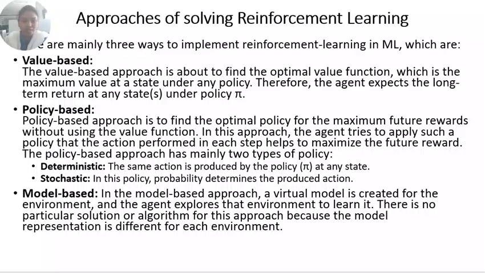So next one is the policy. As we already discussed, policy is nothing but the approach or the strategy we are following in the environment to get the reward. So the policy based approach is to find the optimal policy, the optimum strategy to get the maximum or the optimum result. So we are getting the maximum future reward at the end without using the value function. In this approach, the agent tries to apply such a policy that the action performed in each step helps to maximize the future reward.